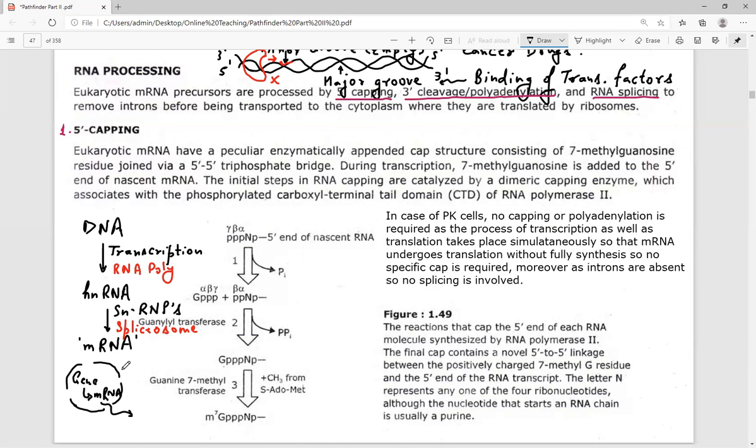During the process of translocation, it has to be protected at its 5' end as well as at its 3' end. So the 5' end protection is provided by 5' capping. It protects the mRNA from the 5' end, protecting the translocating mRNA.